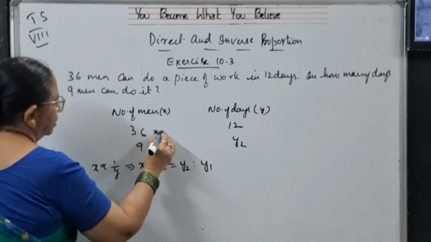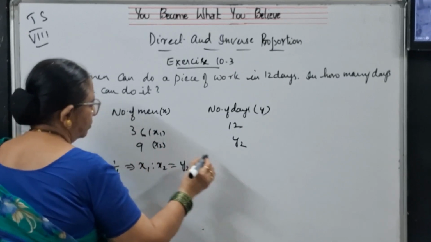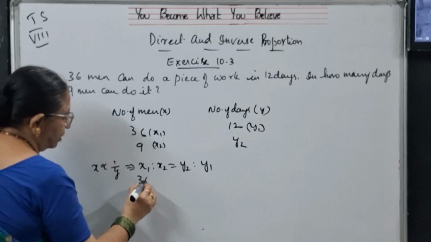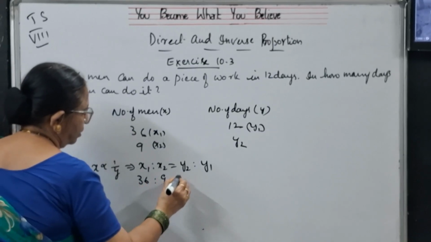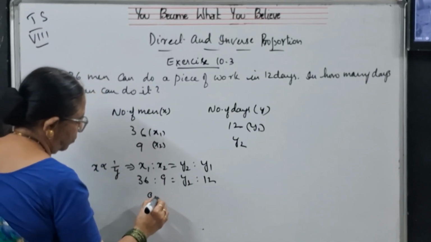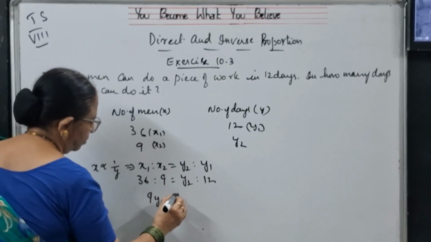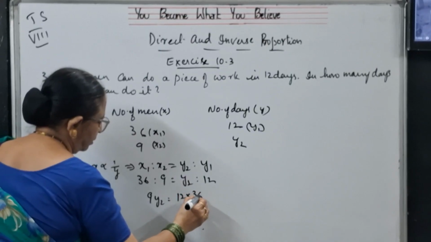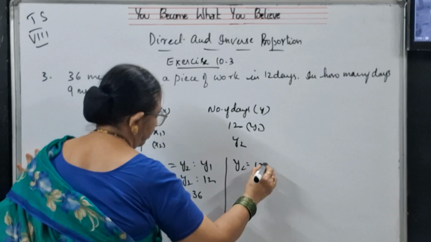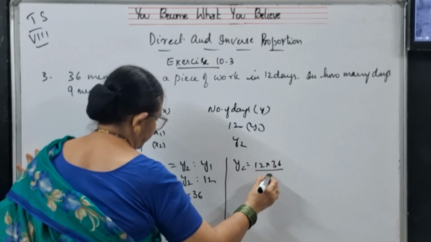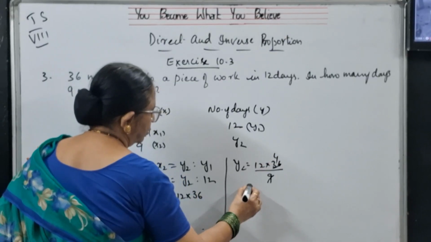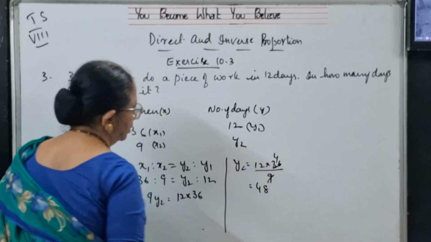So, this is x1, x2, this is y1, y2. So x1 is 36 is to 9 is equal to y2 is to 12. That means 9y2 is equal to 12 into 36. So what is y2? 12 into 36 by 9. 9 fours are 36. So 12 fours are 48.